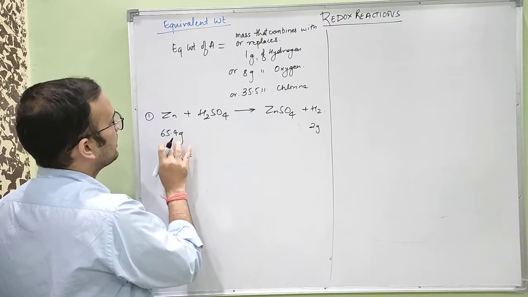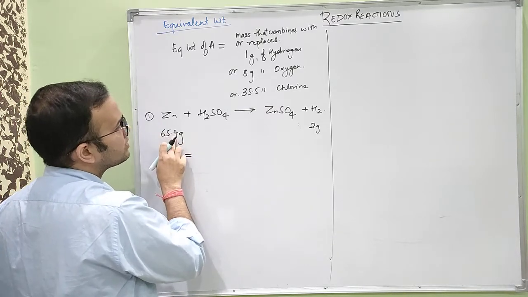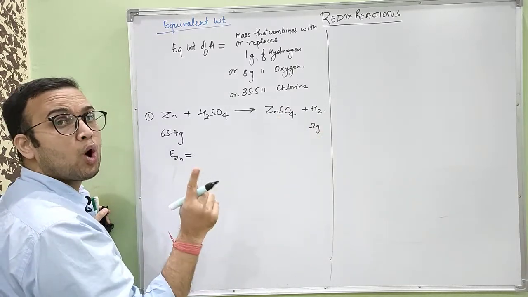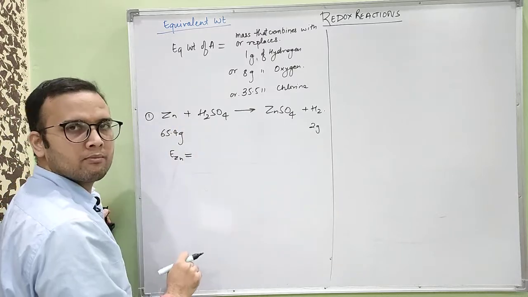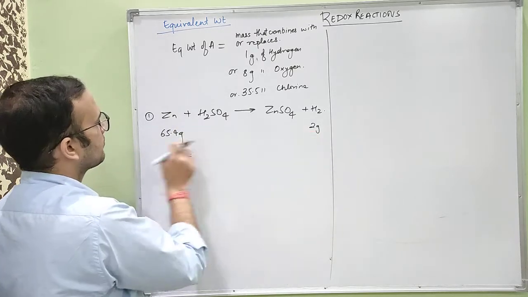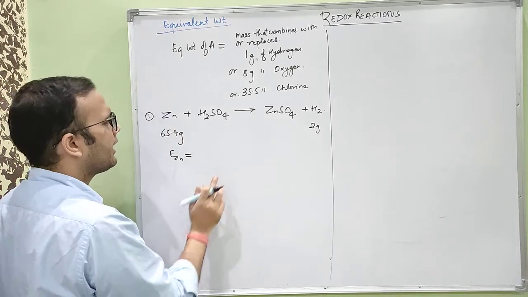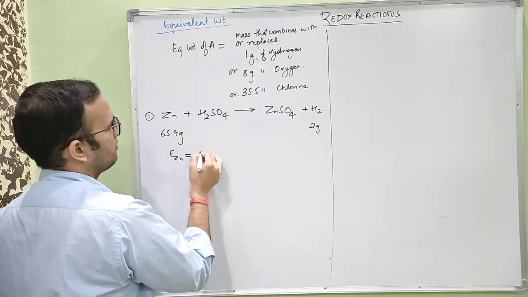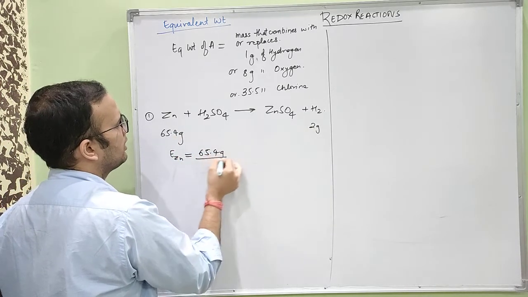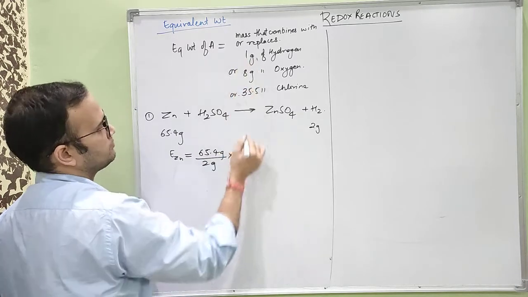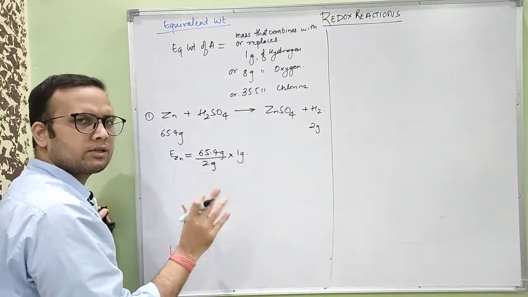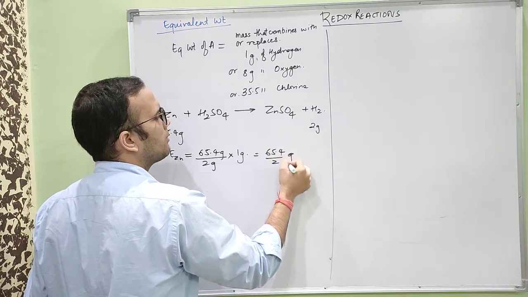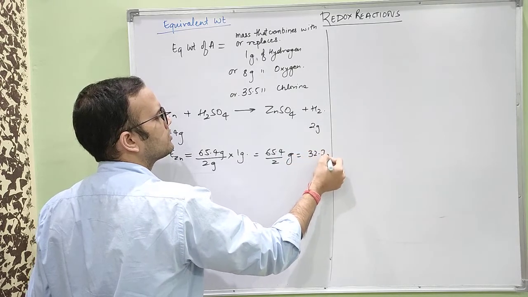This is equal to, so 65.4 grams of Zn are replacing or giving 2 grams. We want to know how many grams of Zn will give 1 gram. So if we divide it by 2 and divide it by 2, we will get it. But then again, I am giving you a way: 65.4 grams divided by 2 grams into this 1 gram. This is a basic way of calculating this, and we will get 65.4 by 2 grams, which is 32.7 grams.